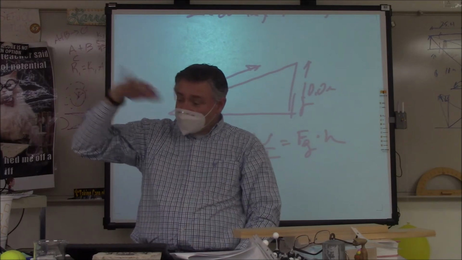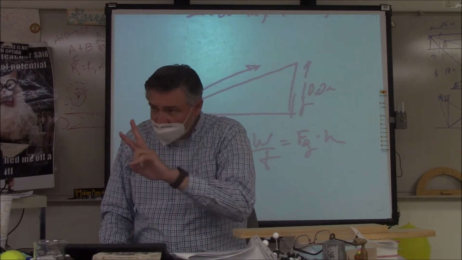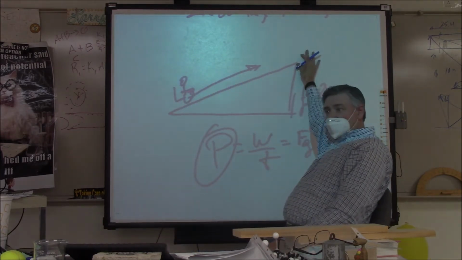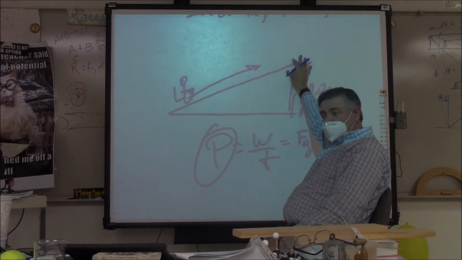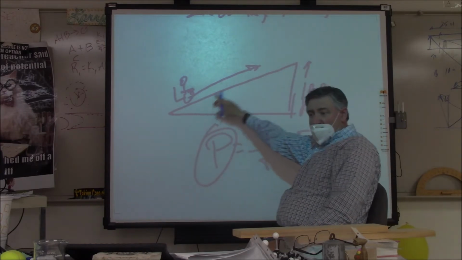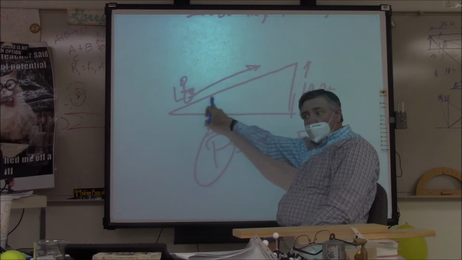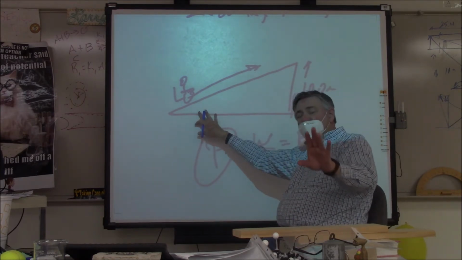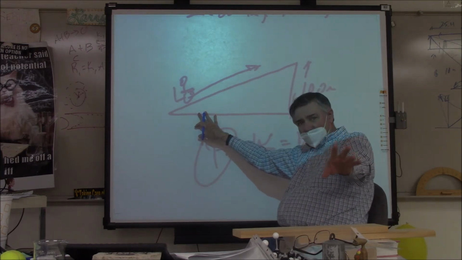Remember, when you have an inclined plane, you can calculate the work one of two ways. You can take the force parallel and multiply that by the length of the ramp, or take the person's weight and multiply it by the vertical distance that it gets lifted. You don't have enough information to calculate force parallel. You don't know the length or the angle.